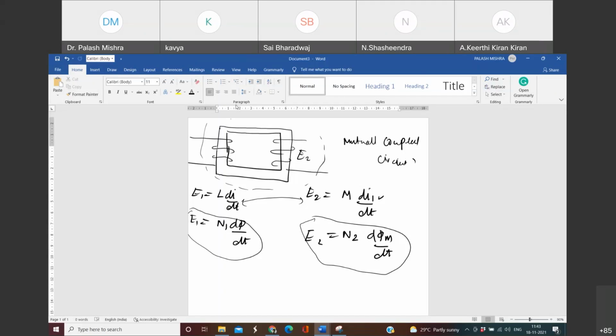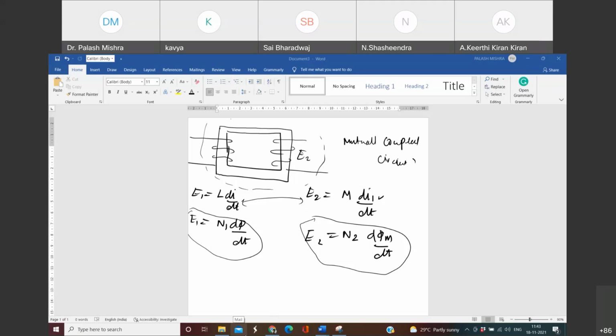You got it? Just hold for a second. Okay. So such a circuit is known as a mutually coupled circuit.